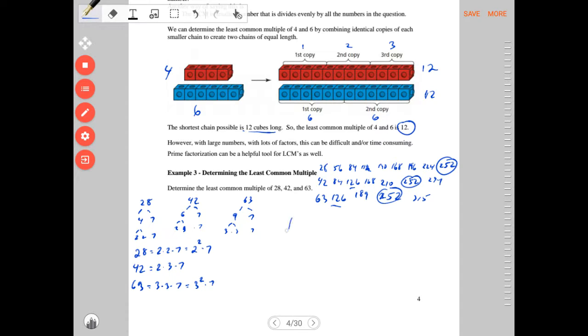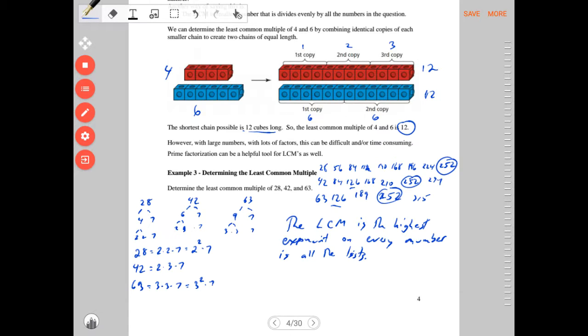Now, the LCM, just like the GCF, is about the exponents, but the highest this time. The GCF was the lowest exponent. The LCM is the highest exponent on every number in all the lists.